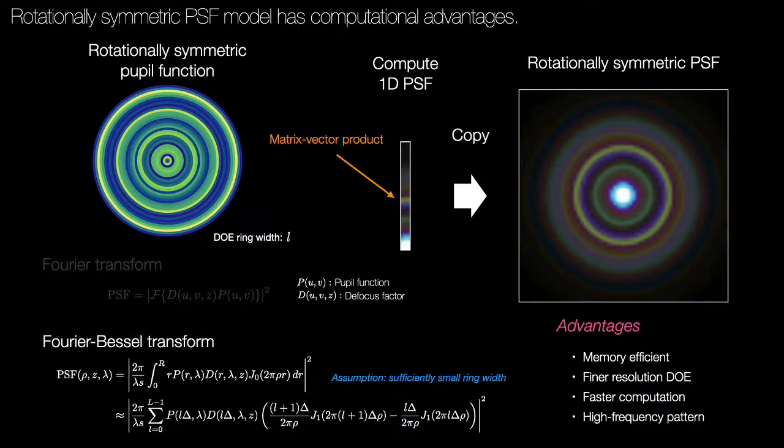After computing this 1D PSF for all of the wavelengths and the depth planes, we can copy the values to simulate the whole PSF. It has multiple advantages, one of which is the memory efficiency, because most computation happens in 1D, and this allows us to use finer resolution of DOE. It's also fast because the matrix vector product is relatively small and most of the part can be pre-computed before the training. And also, it is suitable for representing quick transition of heights as opposed to the Zernike polynomial representation.